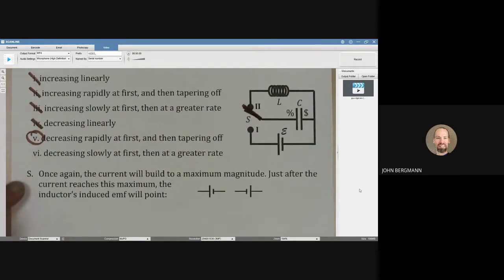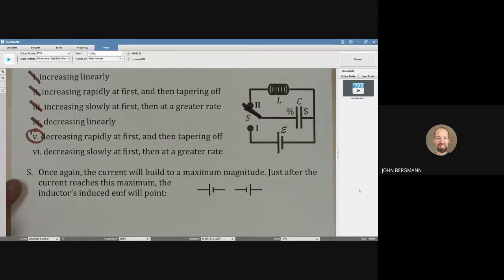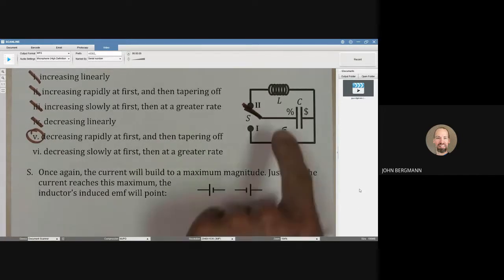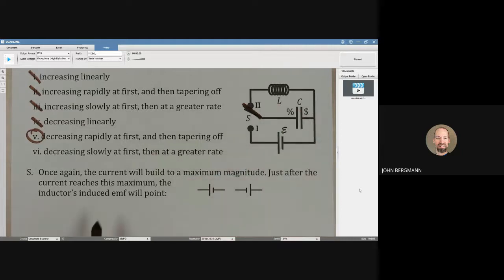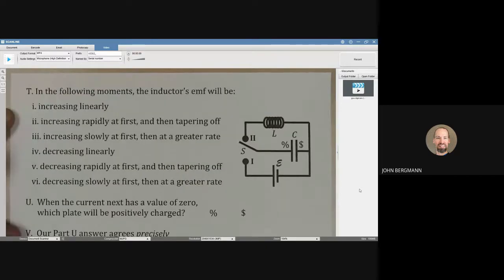Once again, the current will build to a maximum. Just after the current reaches this maximum, so now it's flowing to the left through this inductor, as soon as it reaches a maximum, it's going to try to taper off, but then at that point, the inductor will say, oh, okay, no, I don't like that change. I'll help you now. Try to buoy you up. What's going to happen then? The inductor's EMF decreases rapidly, then tapers off.